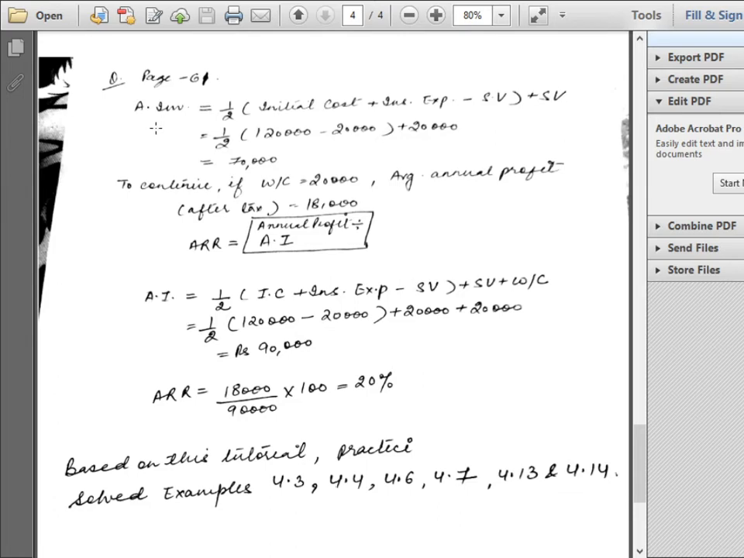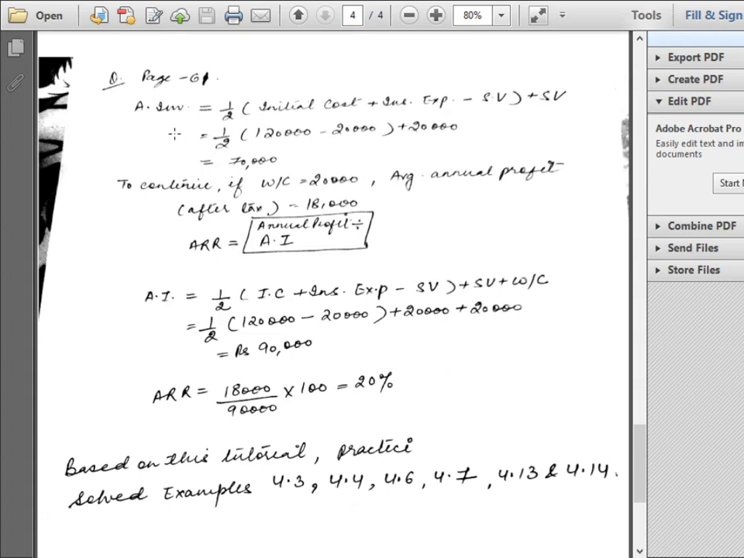Now here there is one question which is mentioned previously on page number 60, right side column, last paragraph, last third line. For example, ABC Limited takes a project costing rupees 1,20,000 with expected life of 5 years and salvage value of 20,000. So this is the same example that I have solved over here to explain how ARR is calculated and derived in capital budgeting.